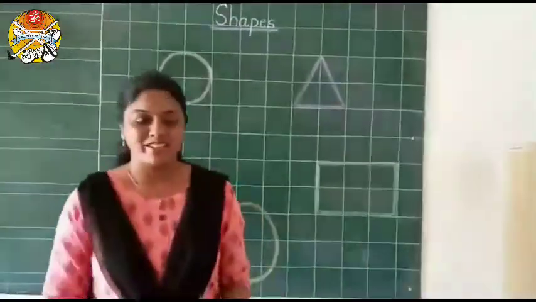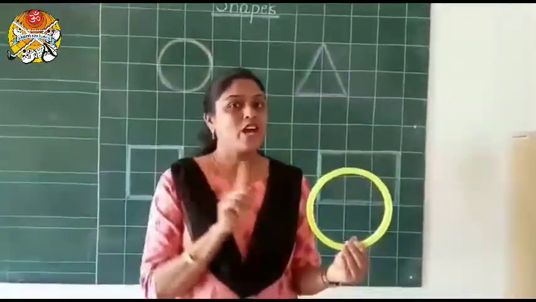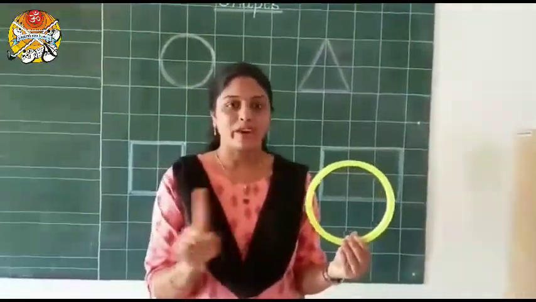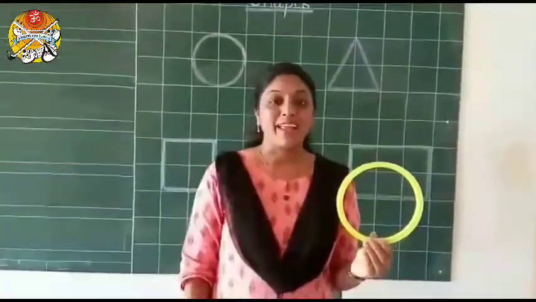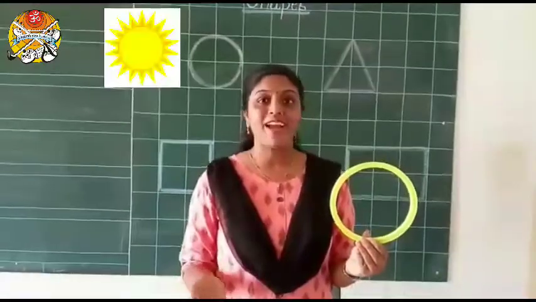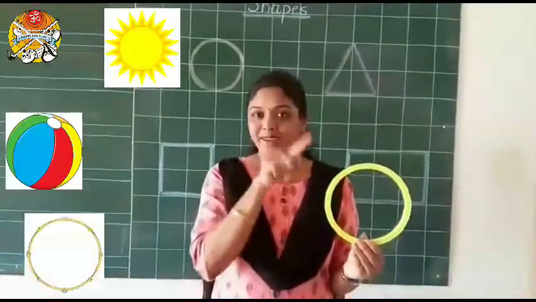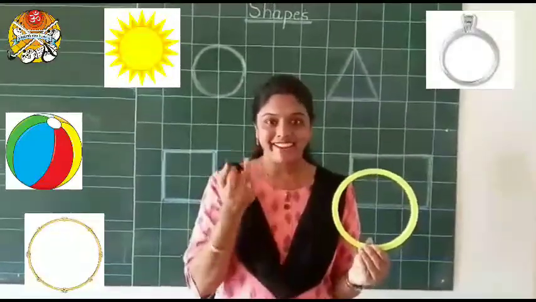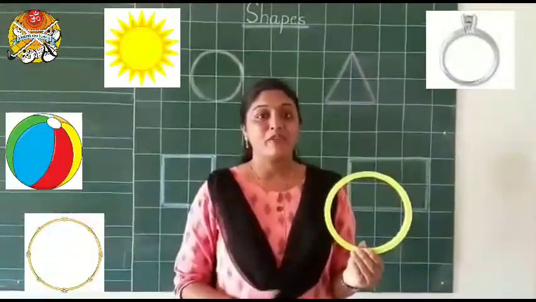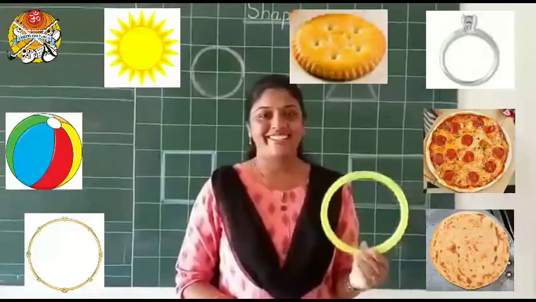The first shape is circle and circle has no sides, no corners. It is round in shape. Examples of circle are sun, ball, the bangle mama wears, then ring, finger ring, right? Then food items like roti, chapati, pizza, Marie biscuit, okay?